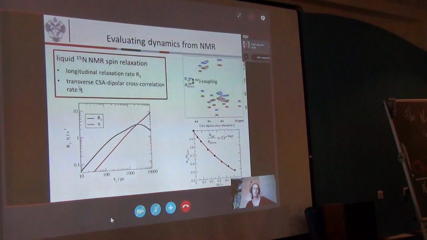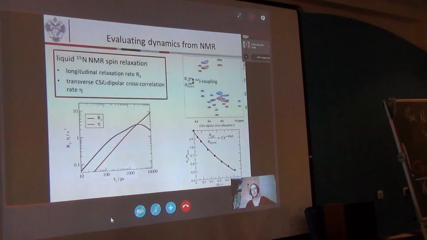And then we determined the transverse chemical shift anisotropy dipolar cross-correlation rate beta. And this has a dependence on the correlation time which is similar to the transverse relaxation rate R2. But the advantage is that there is no dependence on chemical exchange.